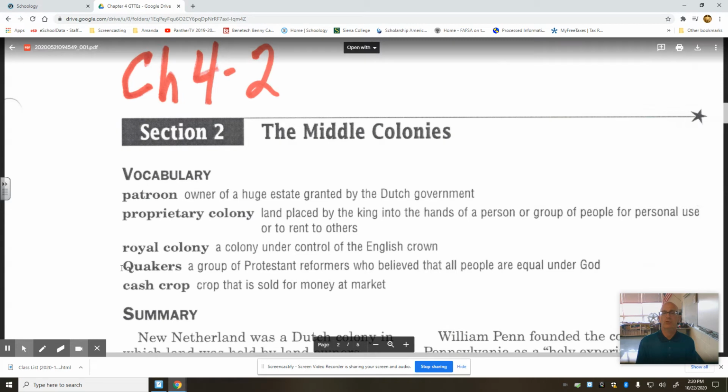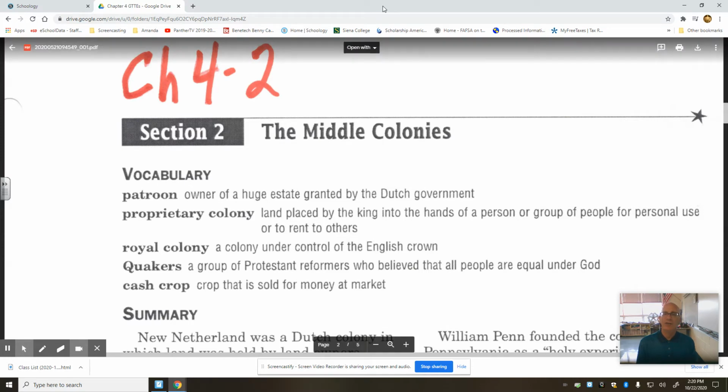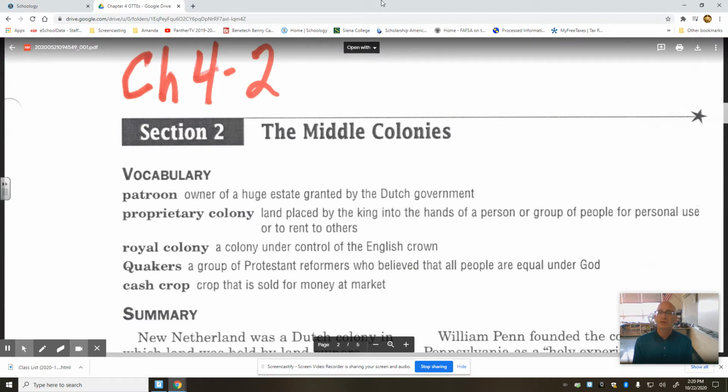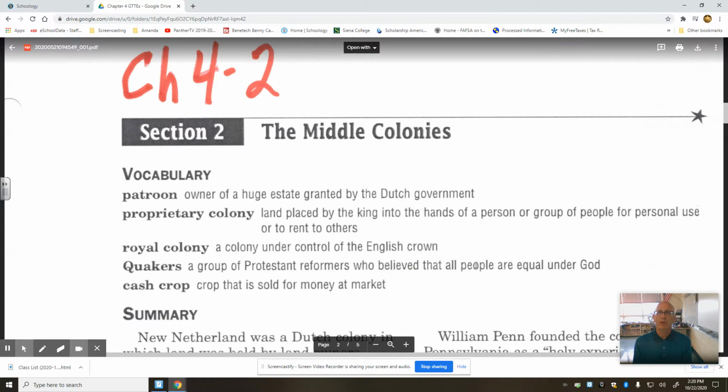Quakers, capital Q. Quakers were a group of Protestant reformers who believed that all people were equal in the eyes of God. The Quakers were especially important for their time because they believed in the equality of all people, including their treatment of African Americans, women, and Native Americans. They were a very religious group from Pennsylvania who believed in the equality of all people in the eyes of God.